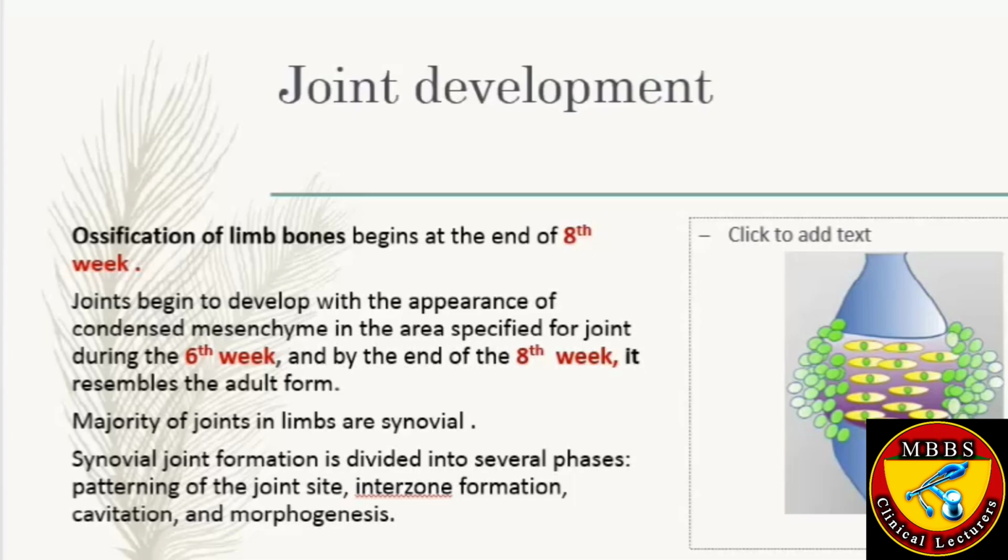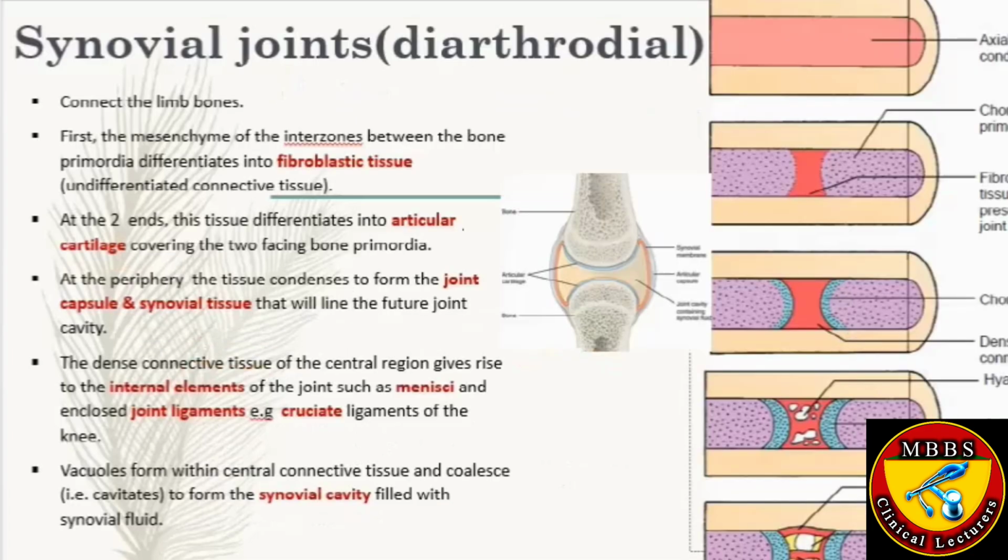Of course, we have other type of joint also, and when the synovial joints are being formed, they undergo different phases, like the patterning of the joint site, the formation of the interzone, which is very important, and then the cavitation for the formation of synovial cavity, and other morphological changes. Now, first of all, synovial joint. Most of the large and the small joints of the limb which are mobile are of synovial variety, and they are connecting the limb bones.